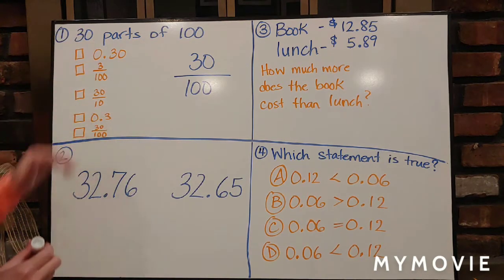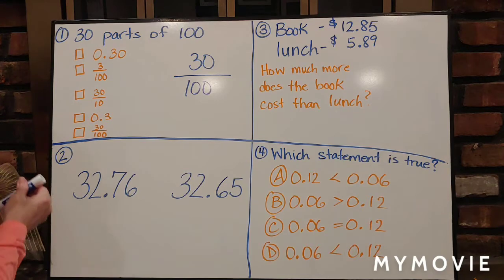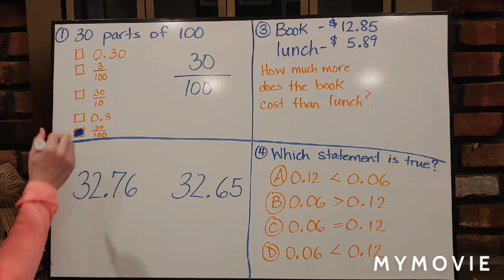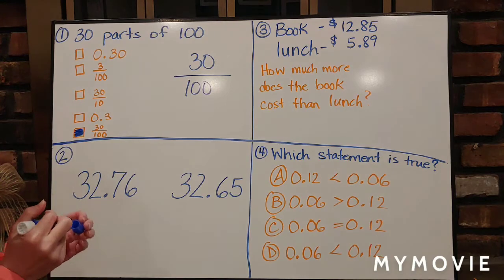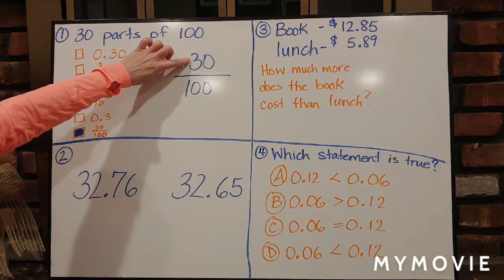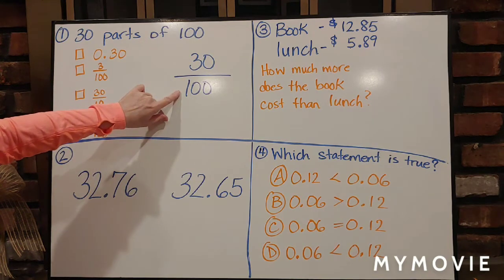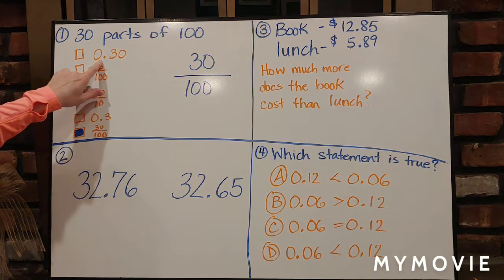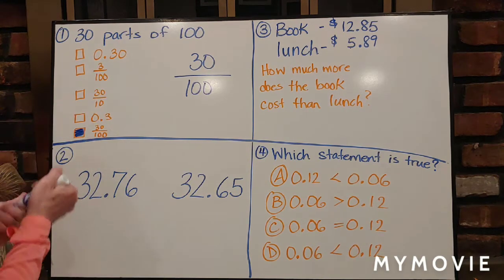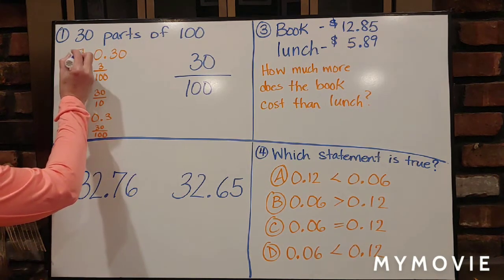So if we look at our choices, right away I can see that the last one is our answer. But don't discount the other ones, so let's go through it. If we were to say this out loud, it would be 30 hundredths. Let's look at our first choice. 0 in the ones column, 3 in the tenths, 0 in the hundredths. So this would also be 30 hundredths. So this would be one of my choices as well.